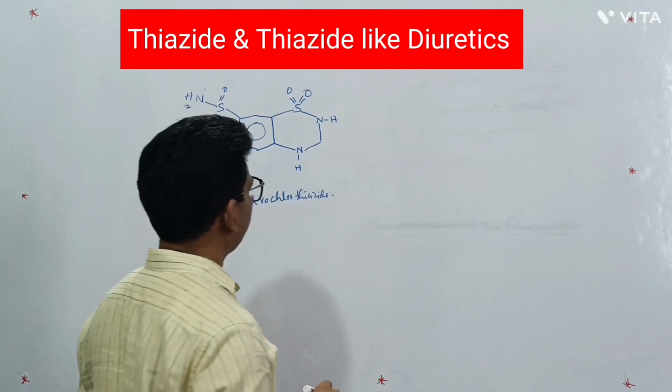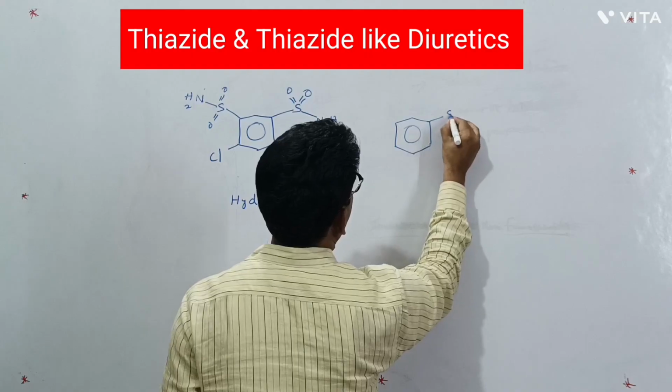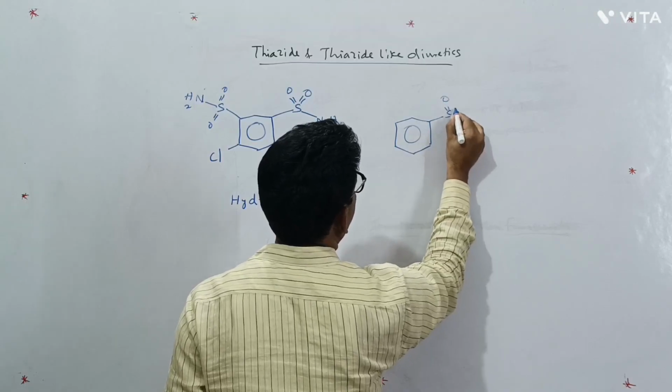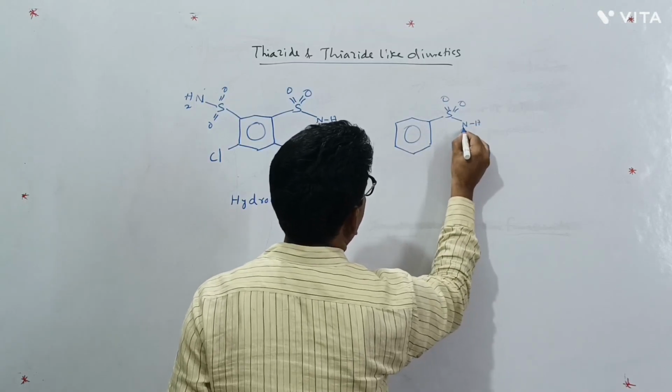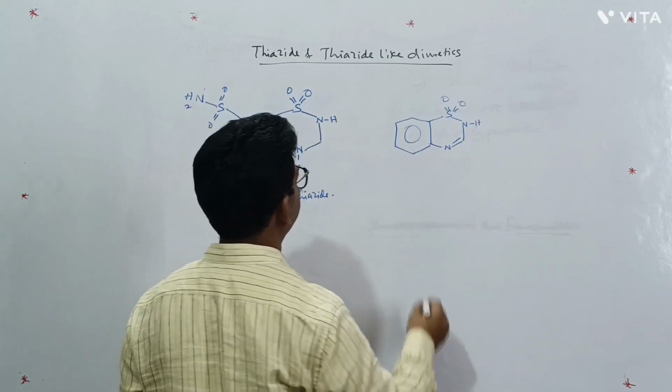When it comes to the other structure, that is chlorothiazide, it also has the benzothiazine, and here the nitrogen, here one more nitrogen, but here it has the double bond.